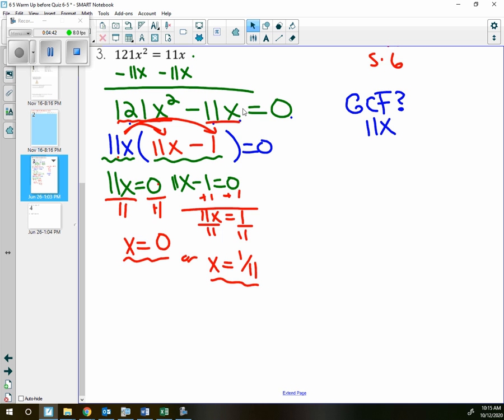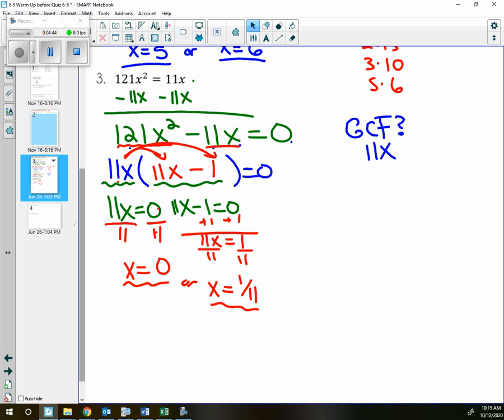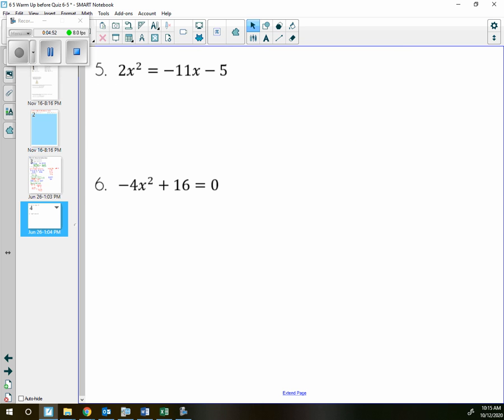So lots of things to consider on this one. It wasn't equal to 0, so move the terms over. We had to do a GCF. There was no way to factor it otherwise. Don't forget about looking for that GCF. All right, we got two more to try here.